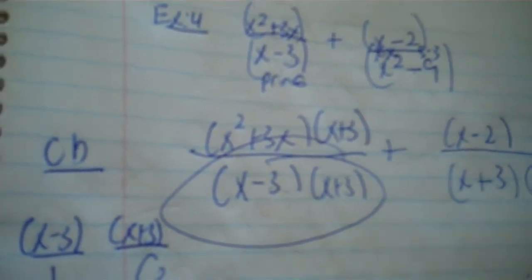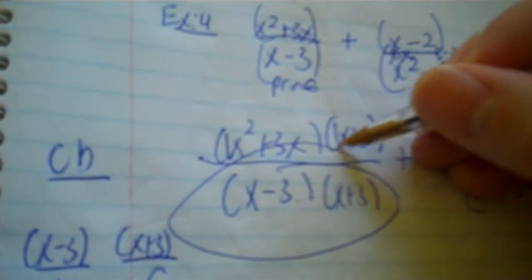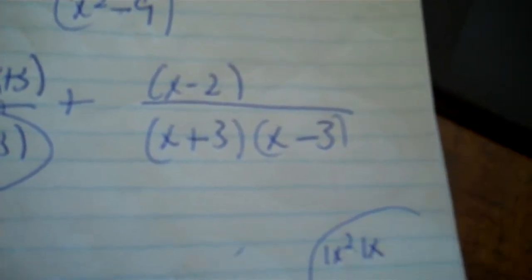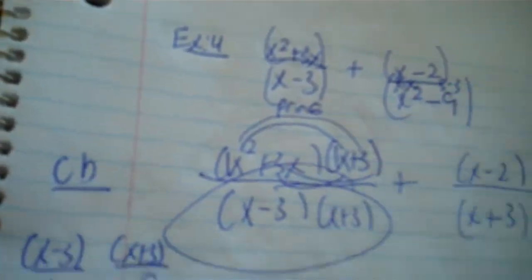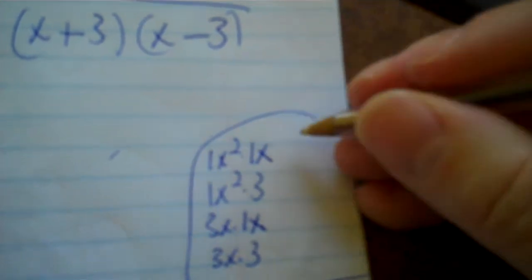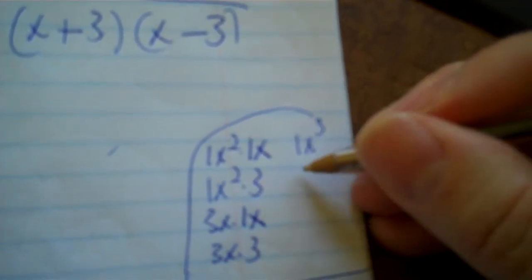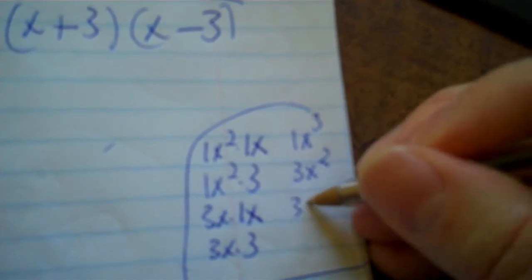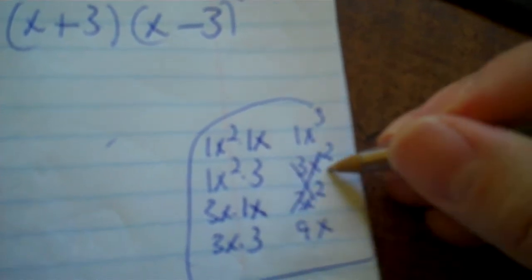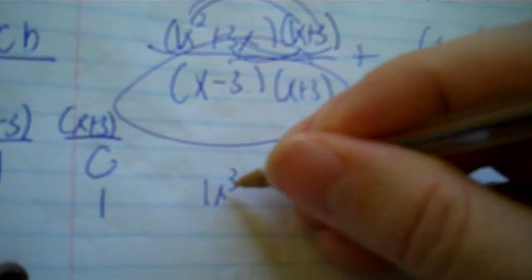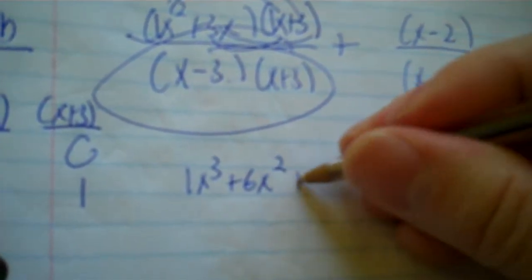Just circle one of them and put them down here, because you're not solving an equation. You're simplifying an expression. So I'm going to have to FOIL here. I'm going to make a box off the side. I'm going to have 1x squared times 1x. Then 1x squared times 3. Then 3x times 1x. And 3x times 3. So that gives me 1x to the third, 3x to the second, another 3x to the second, and then 9x. We can combine these. That would be 6x to the second. Don't add the powers. The power stays the same. So we have 1x cubed plus 6x squared plus 9x.